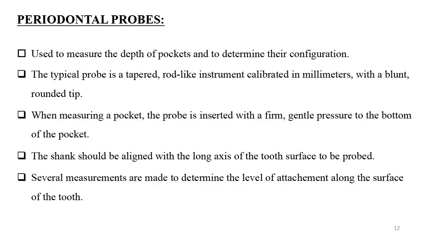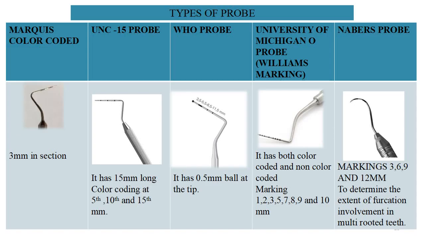Periodontal probes are used to measure the depth of pockets and to determine their configuration. The typical probe is a tapered, rod-like instrument calibrated in millimeters with a blunt, rounded tip. When measuring a pocket, the probe is inserted with firm, gentle pressure to the bottom of the pocket. The shank should be aligned with the long axis of the tooth surface to be probed. Several measurements are made to determine the level of attachment along the surface of the tooth.